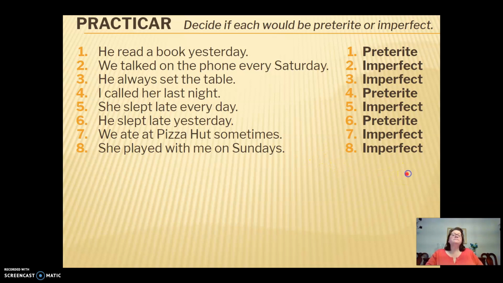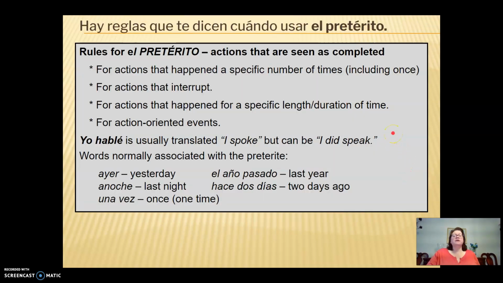So let's now talk about some of the rules that you need to know or understand about the preterite. The preterite is used for actions that have happened a specific number of times, even once. It could have happened 10 times or 12 times, but I know exactly how many times it happened. It's a very specific number of times or number of events. For actions that interrupt, so if I'm interrupting something, that interruption is the preterite. So for example, I was sleeping when someone knocked at the door. Boom, knock at the door, that would be an interruption of my sleep. So anything that interrupts, the interruption is going to be the preterite.